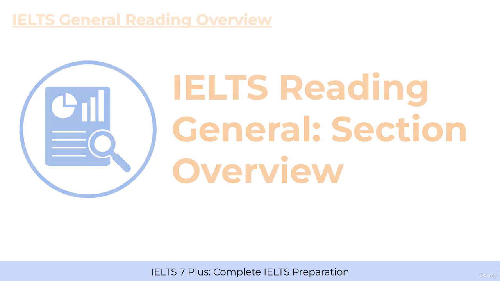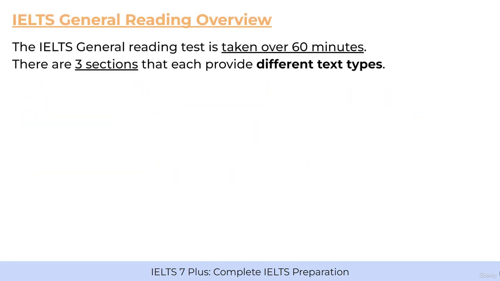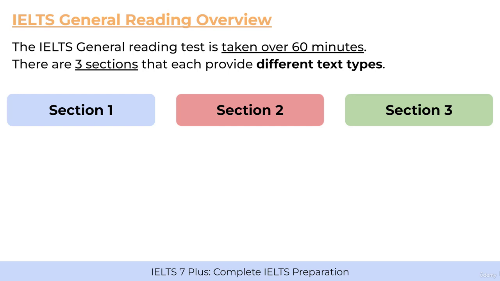So let's begin. The IELTS General Reading Test is taken over 60 minutes. That's the same for the academic too. So 60 minutes for IELTS General Reading. There are 3 sections of the General Reading Test, and these different sections give you different kinds of texts. So it's not all going to be the same kind of text. You're not just going to get loads of magazine articles to read. It's going to be different kinds of text within these 3 sections. So let's take a look at what the 3 sections are.